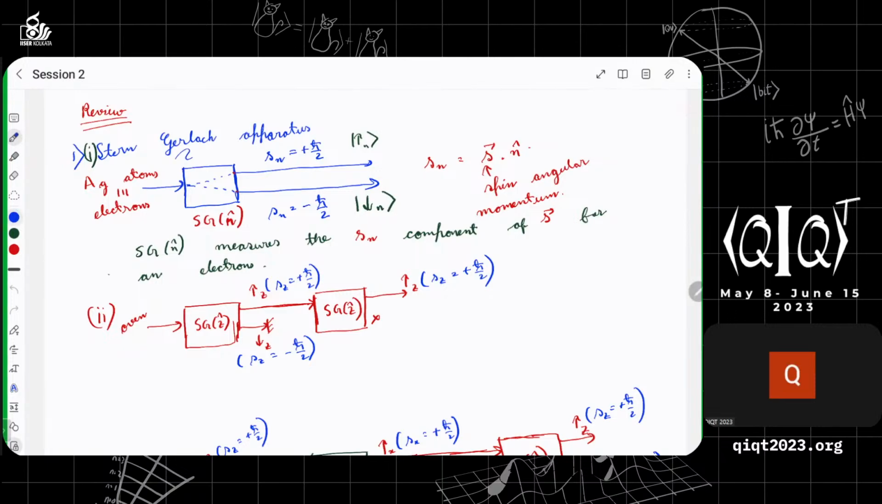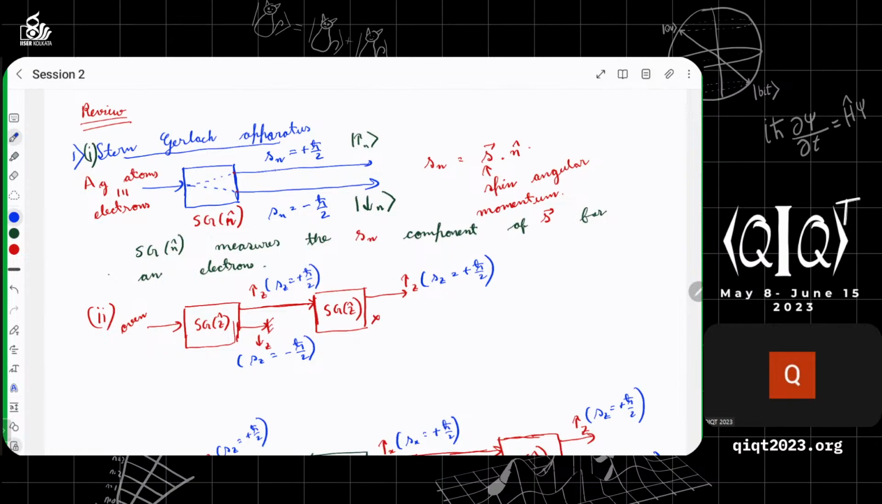So we looked at the Stern-Gerlach apparatus, in which we had a beam of silver atoms directed to a Stern-Gerlach box, which we have shown here. Inside the box, there was an inhomogeneous magnetic field, and because of the inhomogeneous field, the particles having different spins got separated.